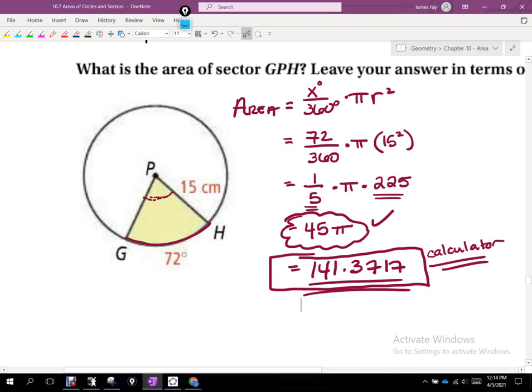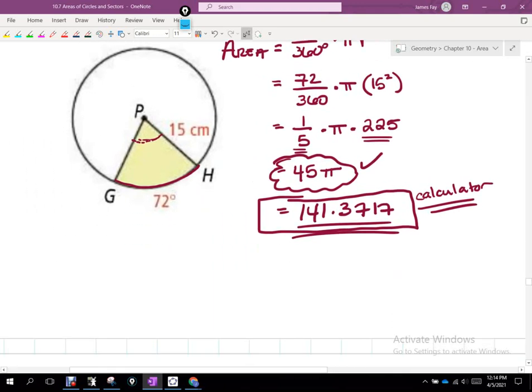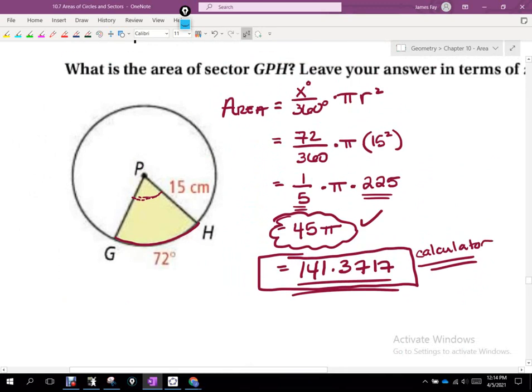But there are applications for this. There are purposes for leaving it as 45 pi. Algebraically, it's easier, okay? The answer is more abstract, but the procedure is easier. It's less work. Is that something we can do? Let's look at what the area would be.